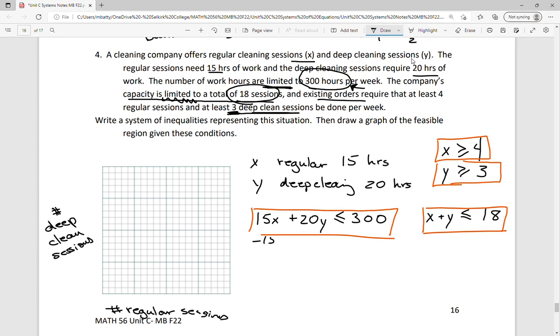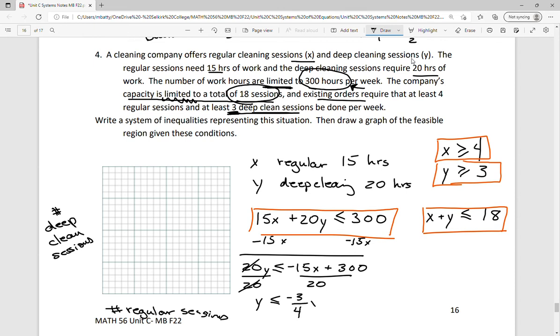Let's do the math. So we subtract 15x from both sides. That'd give me 20y is less than or equal to negative 15x plus 300. Divide by 20, divide by 20. I'm pretty sure that in the real world, the numbers don't always work out this easily. We'd have negative 3/4 x. Take a minute on the fraction math there. 15's divided by 5 and 4's divided by 5. So in lowest terms, that fraction is 3/4, and it's a negative, plus 15.